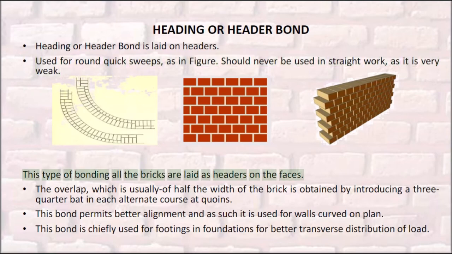In this type of bonding, all the bricks are laid as headers on the faces. The overlap, which is usually of half the width of the brick, is obtained by introducing a three-quarter bat in each alternate course at quoins. This bond permits better alignment, and as such it is used for walls curved on plan. This bond is chiefly used for footings and foundations for better transverse distribution of load.